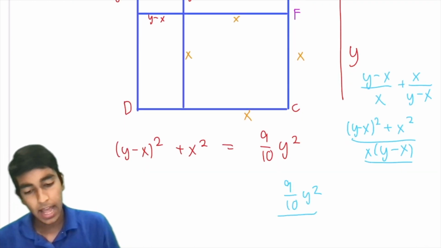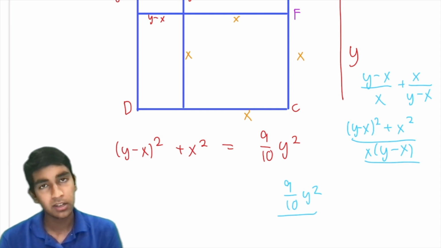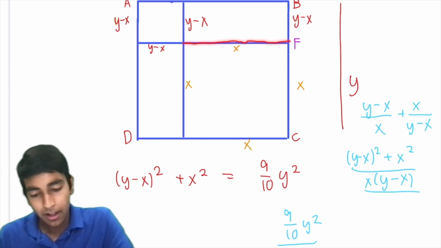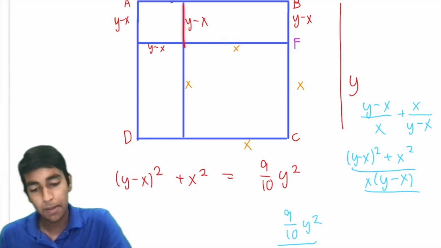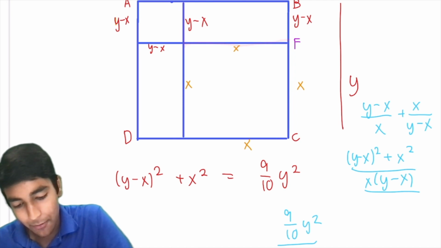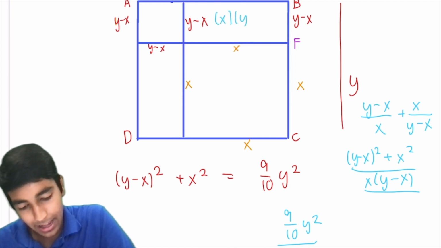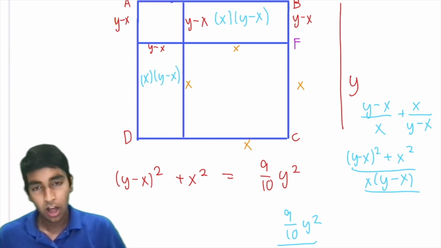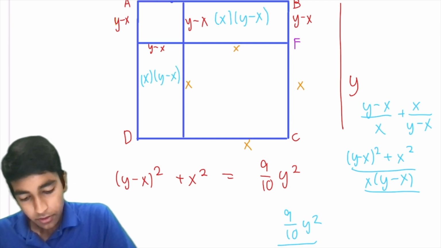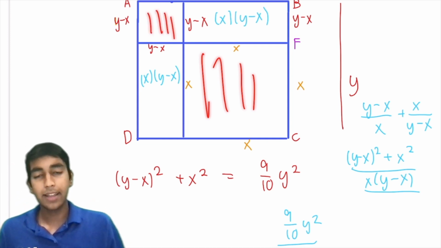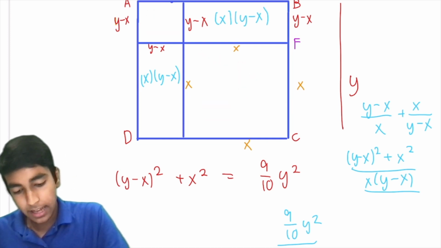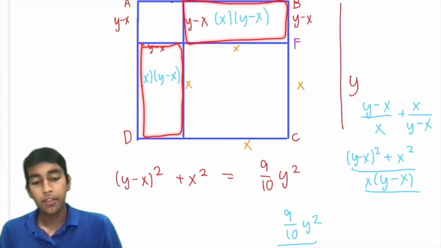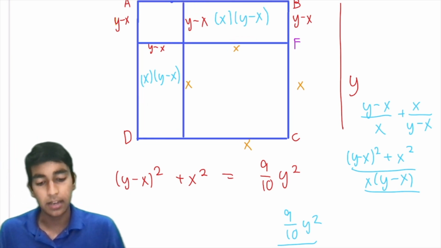But what about this thing? x times y minus x. Does it look familiar in our diagram? Well, this rectangle here has one side x and one side y minus x. The area of that rectangle is x times y minus x. Same thing for this rectangle, x times y minus x. Oh, but because we know that the squares sum to an area of 9/10 the total area, these rectangles, both of them combined, must sum to an area of 1/10 the big square ABCD.